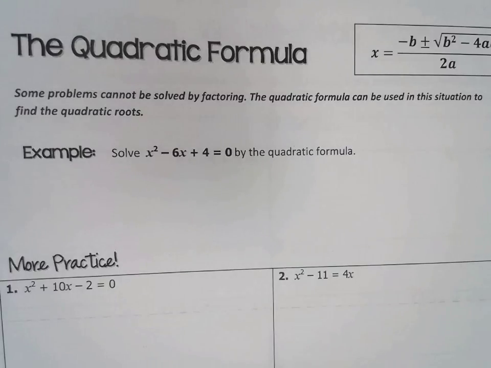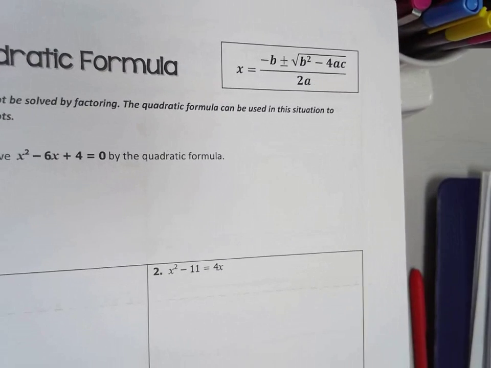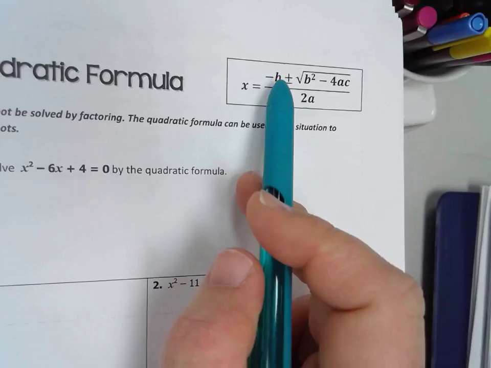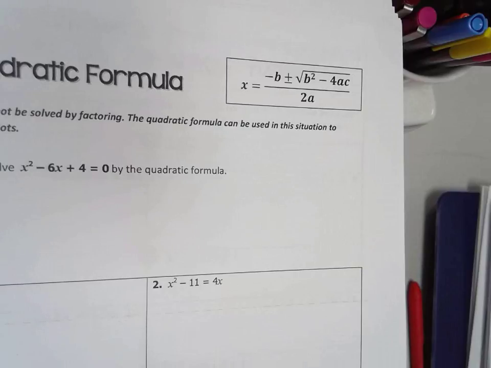So here's my quadratic formula. x equals negative b plus or minus the square root of b squared minus 4ac, all over 2a. You will not have to have it memorized. It is x equals, which makes sense because we are looking for x values. In the factoring notes, we got x equals 2 and x equals 4, x equals something. So we're looking for x equals numbers.